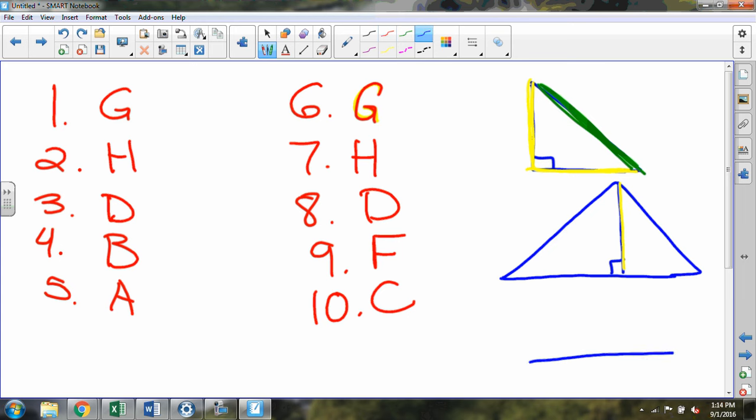It's phrased the way it is because of obtuse triangles. If we have to extend this outward to get that 90 for the height, this is the line containing the base. That's why it's phrased so weirdly, so that it also incorporates the obtuse triangle picture.